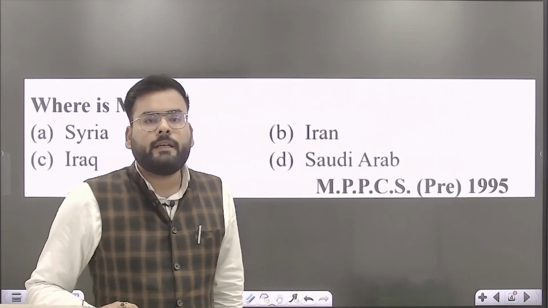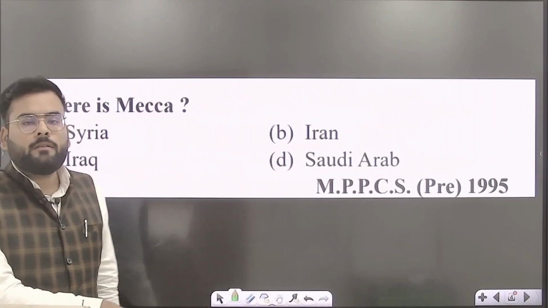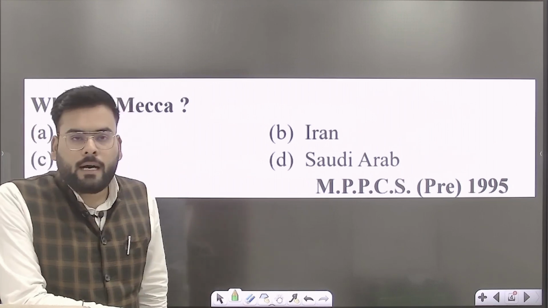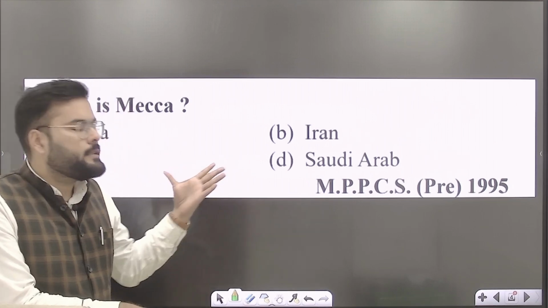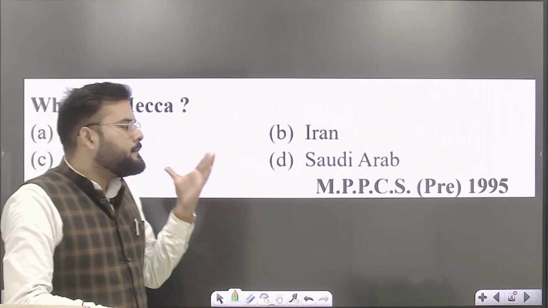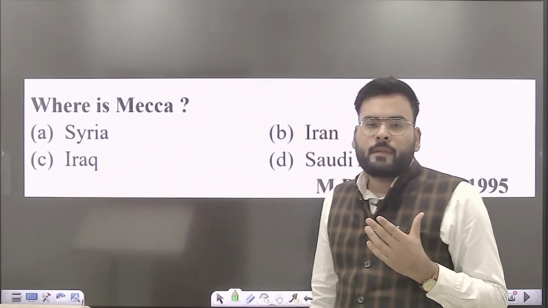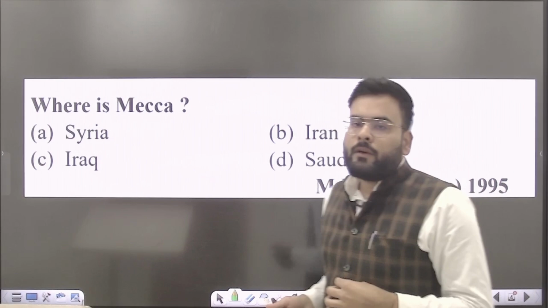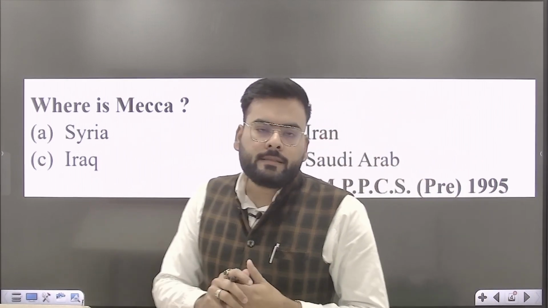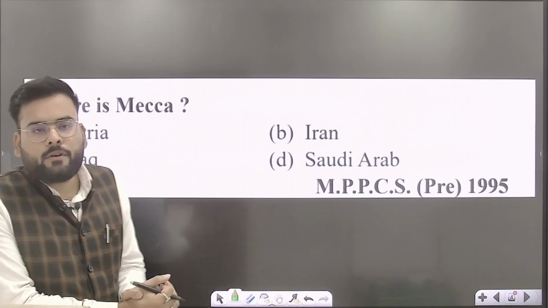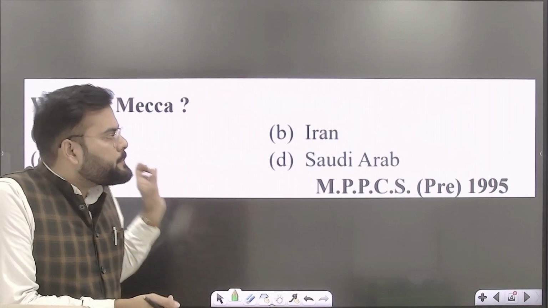As you can read the question, and also the examination in which that particular question was asked, this is mentioned on the board. You can see that it is a simple question, and that it belongs to MPPCS. As you know, the state MP conducts the exam of MPPCS, and this question was asked there, and in a lot of other exams this question was asked.